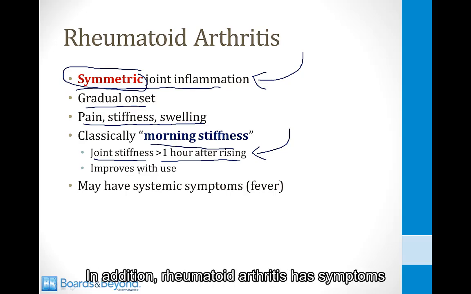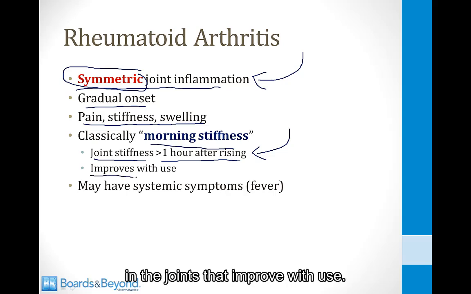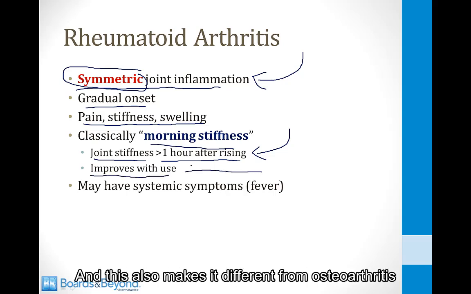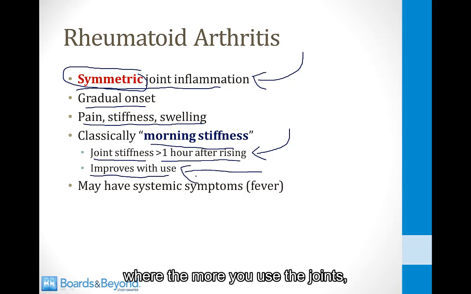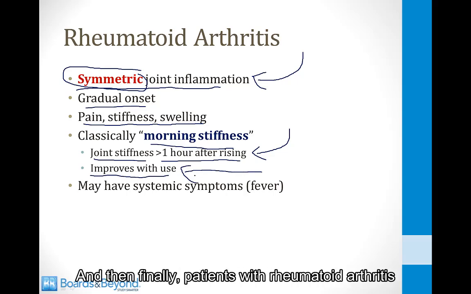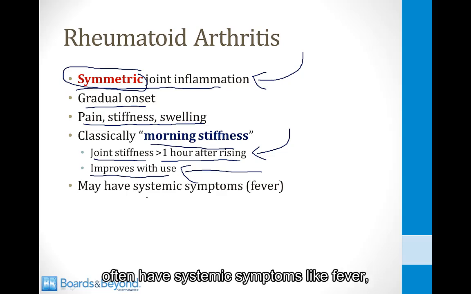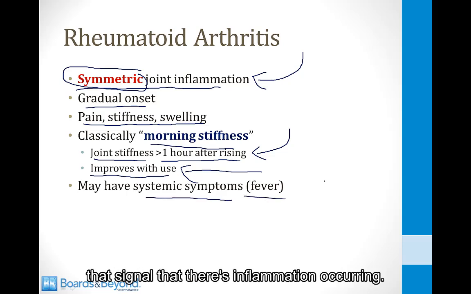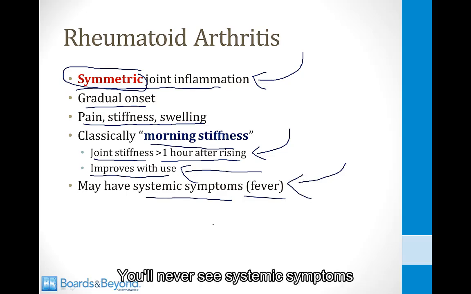In addition, rheumatoid arthritis has symptoms in the joints that improve with use, and this also makes it different from osteoarthritis, where the more you use the joints, the more they hurt. And then finally, patients with rheumatoid arthritis often have systemic symptoms like fever that signal that there's inflammation occurring. You will never see systemic symptoms in patients with osteoarthritis.